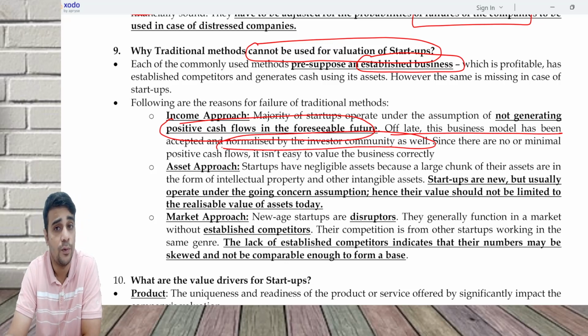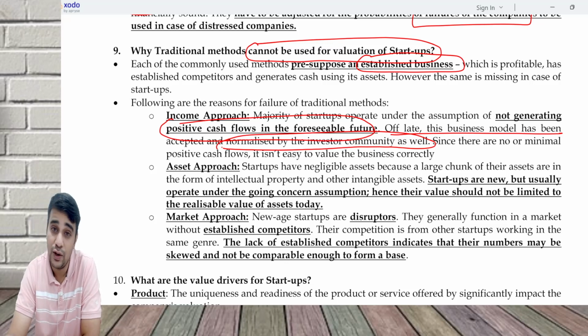Asset approach will not work because most of the value of the startup comes from intangibles. The valuation of Swiggy is not because of the physical assets which are there. The valuation of Swiggy is because of the app which has been developed by them, which is more intangible in nature. So a lot of valuation comes from intangible assets. Because of that, doing asset based valuation may not work.